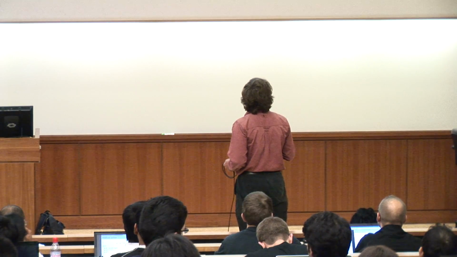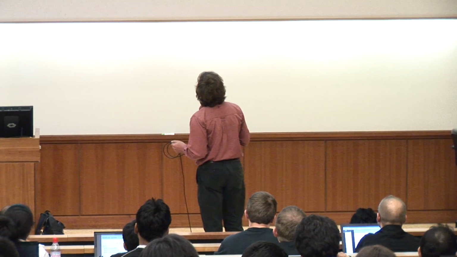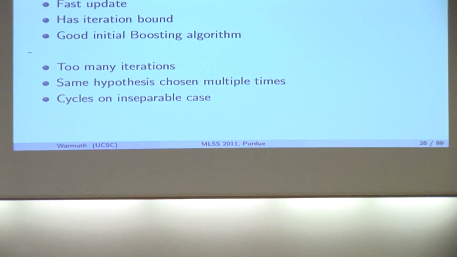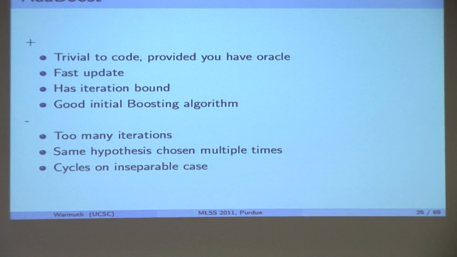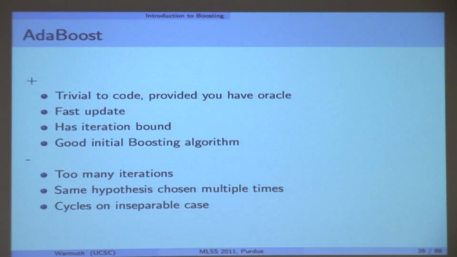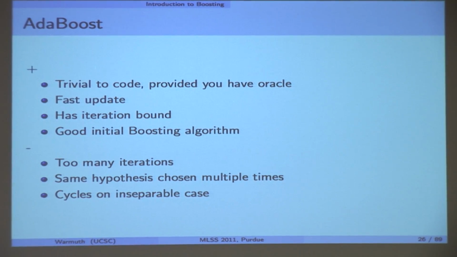OK, so this is your basic protocol, right? And you update, you got a simple boosting algorithm. You have the little pictures that showed you how it worked. So AdaBoost is trivial to code, provided you have an oracle that gets you the good hypotheses. It is a fast update. The update is totally trivial. You just go once over the examples. Nothing to be done. Order n, where n is the number of examples. Fastest you can hope for.